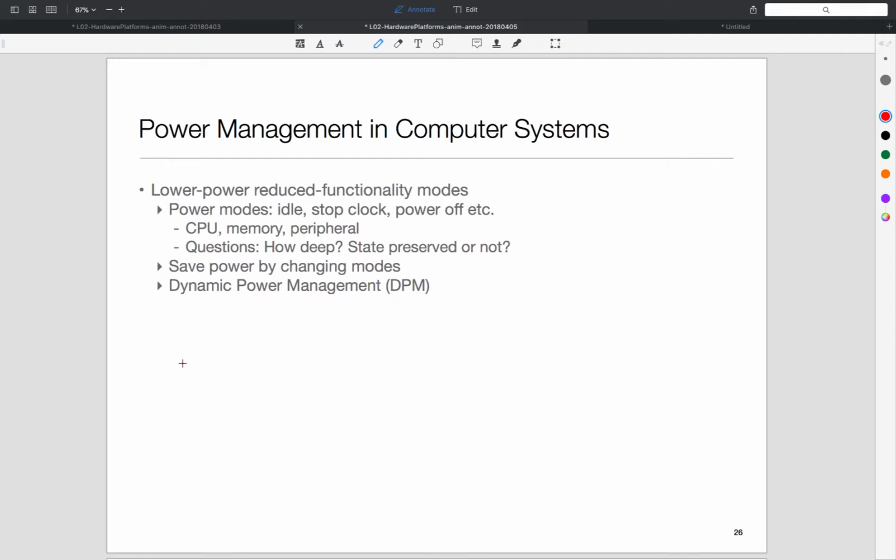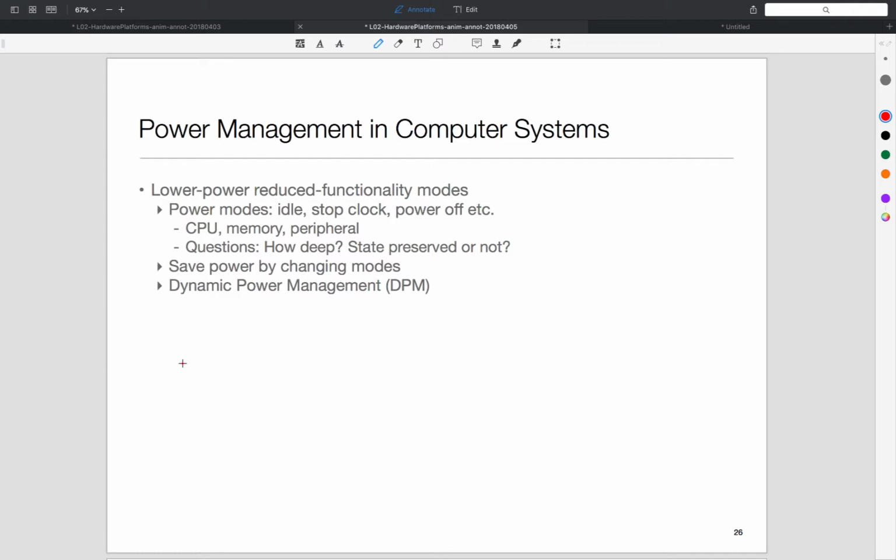You save power by changing the modes. That is obvious. When you can get away with reduced functionality, you would change it. The bigger question is how to do it, because you're trying to do it online, and in this game you have to predict. The challenge is that if you go to sleep, then waking up is going to take time. So if you make a wrong guess, then user performance is going to take a hit. You might recall that until a few years ago, when you would wake up our laptops, it would take some perceptible time to get up.